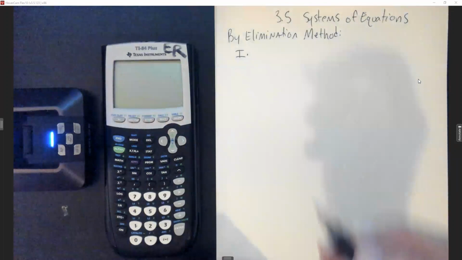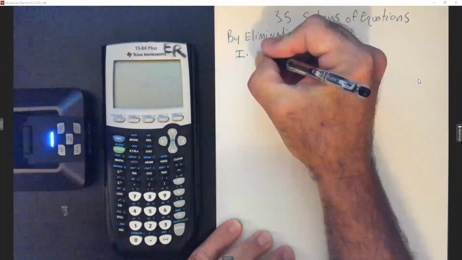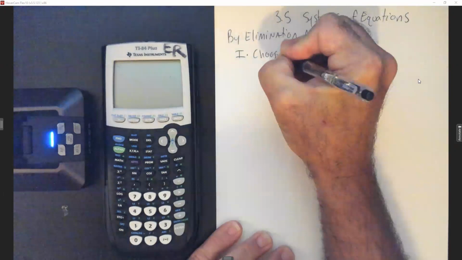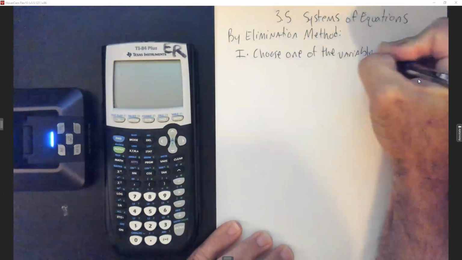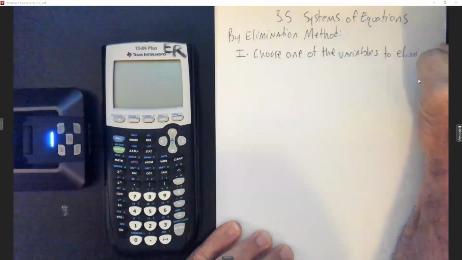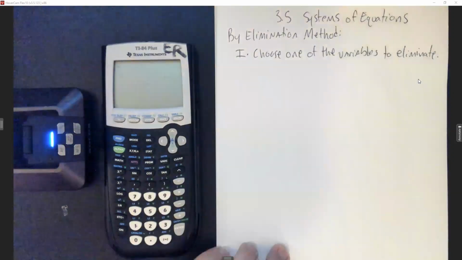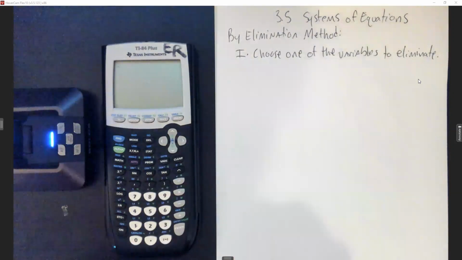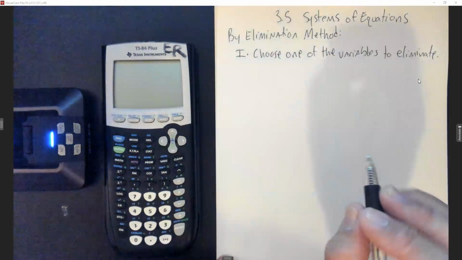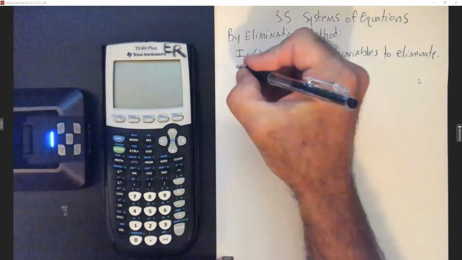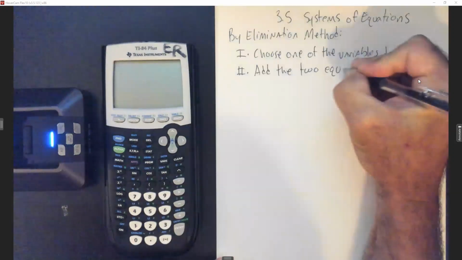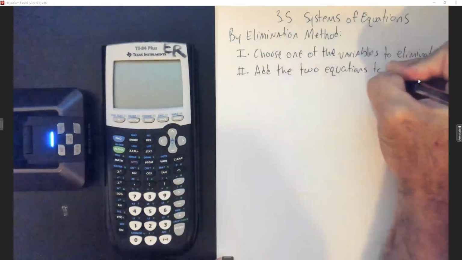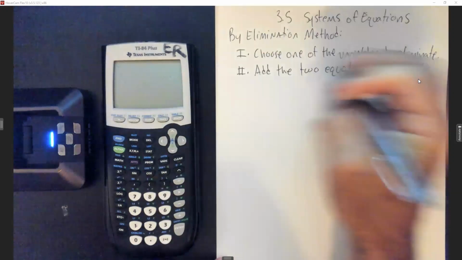So for this elimination method, the first thing you want to do is choose one of the variables to eliminate, because we'll have x's and y's. So I look at the 2 equations and see which one's the easiest to eliminate. Now the way I eliminate them is I'm going to add the 2 equations to eliminate the variable.